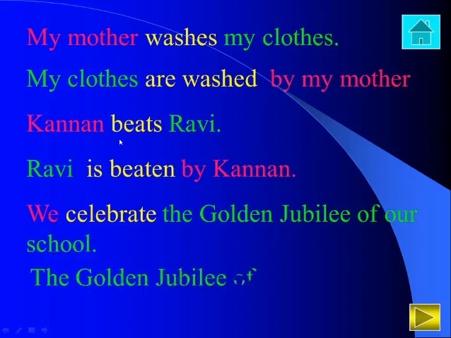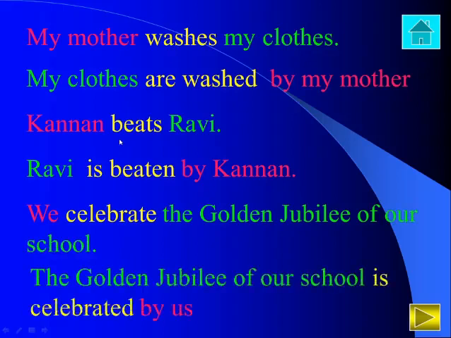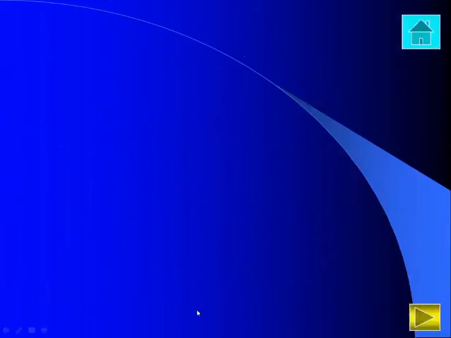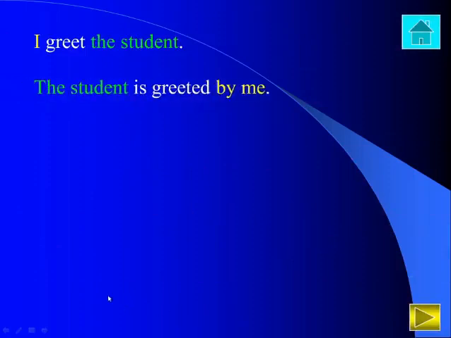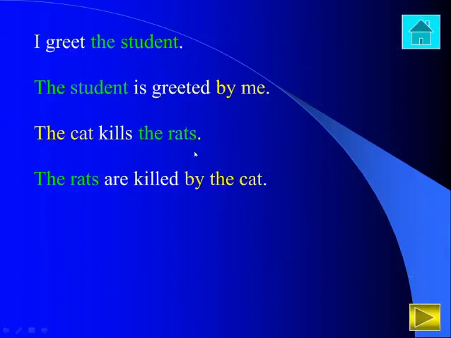We celebrate the golden jubilee for our school. The golden jubilee of our school is celebrated by us. Okay, these are the examples. I greet the student. The student is greeted by me. The cat kills the rats. The rats are killed. See, rats, not only one rat. Rats are killed by the cat.